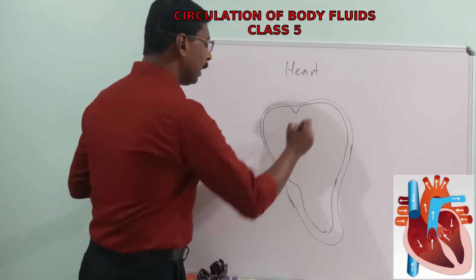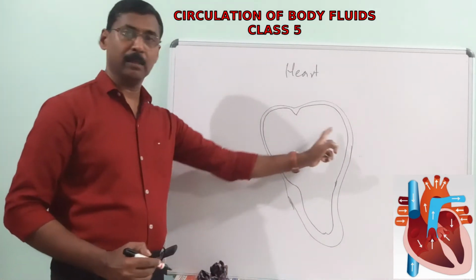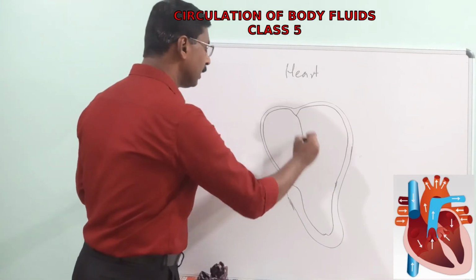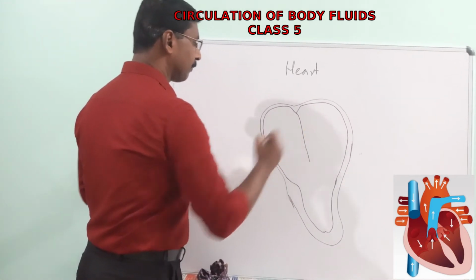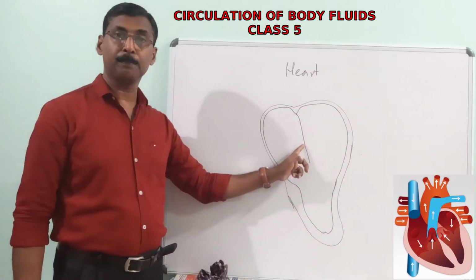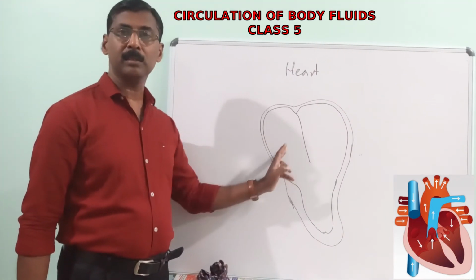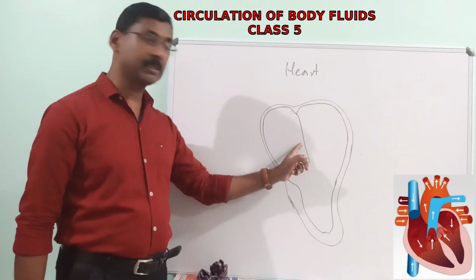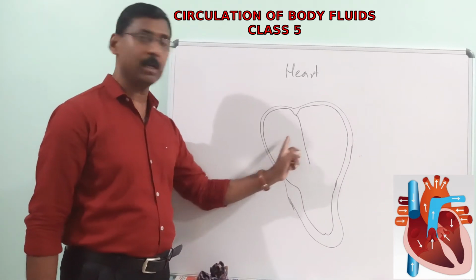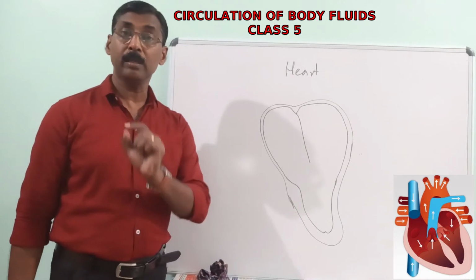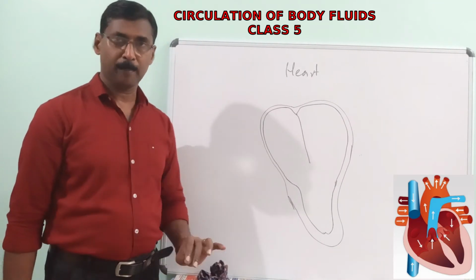Okay. And these two atria are separated by means of a septum. This is the septum, and that is called the interatrial septum, because these two atria are separated by means of this septum.